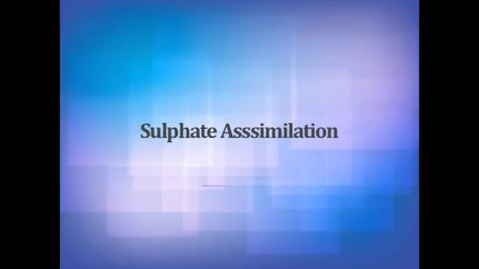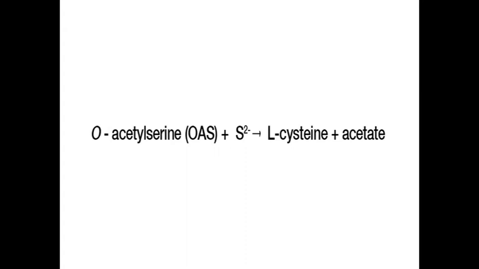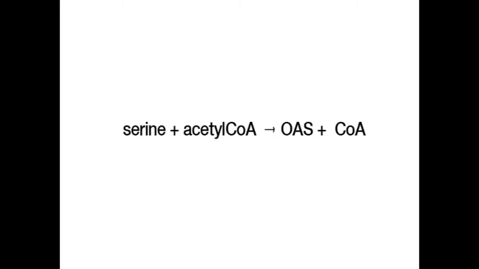Next is sulphate assimilation. The assimilation of sulphate starts with the reaction of the reduced form of sulphide with O-acetylserine or OAS, catalyzed by OAS thiolase to form cysteine. OAS is commonly formed in the cells by the acetylation of serine with acetyl coenzyme A catalyzed by the enzyme serine acetyltransferase.